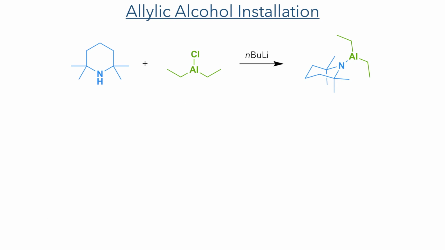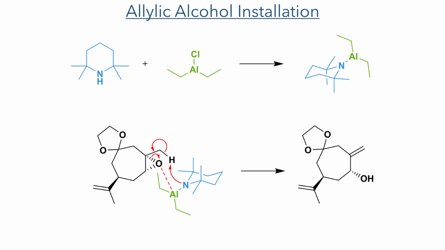In the next step, the authors used this epoxide to install an allylic alcohol. Tetramethylpiperidine was first reacted with n-butyllithium, and then diethylaluminium chloride was added to form the amido-aluminium salt. This was then reacted with the epoxide in order to form the allylic alcohol. The epoxide oxygen coordinates to the aluminium, and this directs the TMP to deprotonate the methyl group, promoting the elimination reaction to form the double bond.